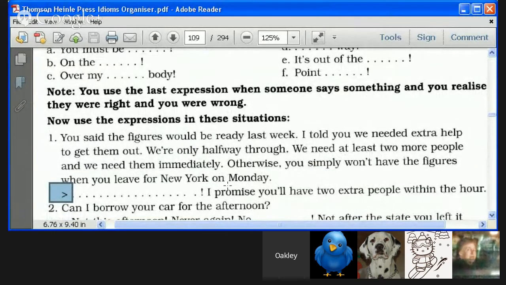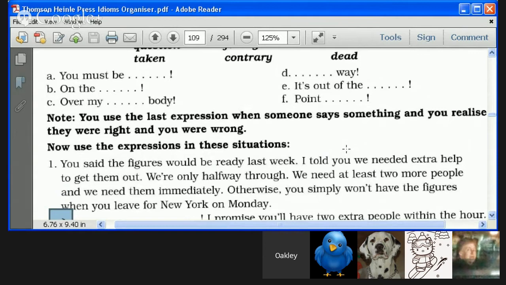Okay, something. I promise you'll have 2 extra people within the hour. All right. More or less, he's agreeing. The only one that could possibly be used for agreement.